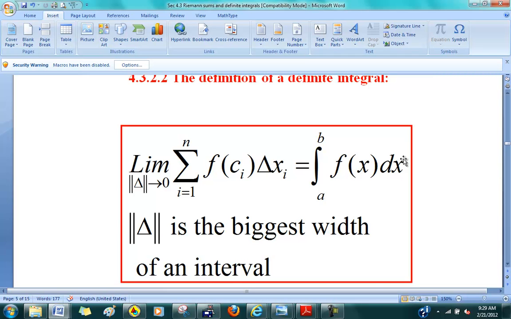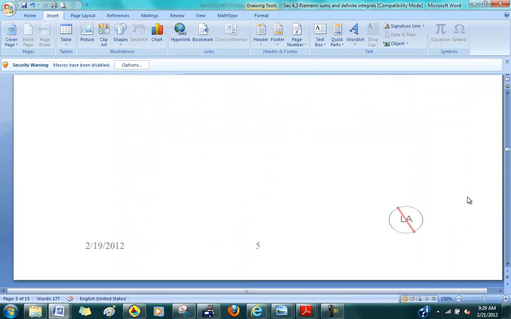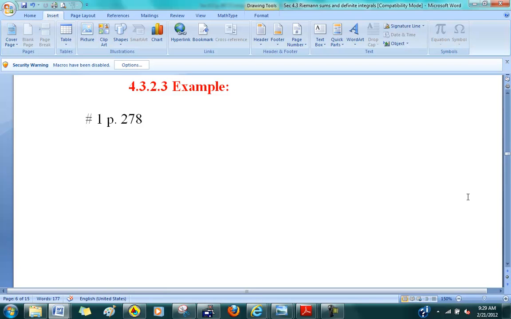Remember that this limit here, and even the definite integral, are essentially calculating the area underneath the curve. That's the bottom line. You don't need to take this down, frankly, because it's too painful. So all we need to know is that the limit is related to the definite integral. All right, I'm going to do example 1 on page 278.